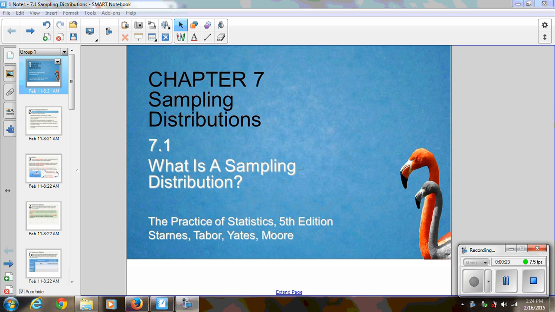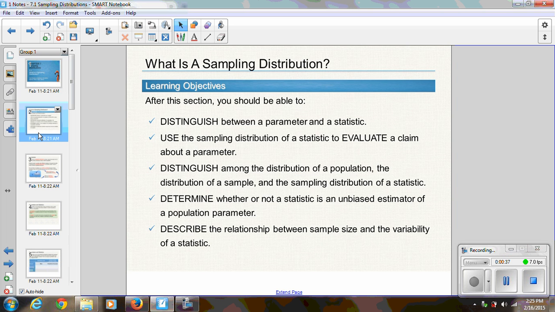Sampling distributions are at the heart of Inference, which is our last unit of the course. Understanding sampling distributions and the probability that is associated with sampling distributions is critical to understanding inference. So we're just going to learn the basics today. We need to be able to distinguish between a parameter and a statistic. We also need to be able to use sampling distributions of a statistic to evaluate a claim about a parameter.